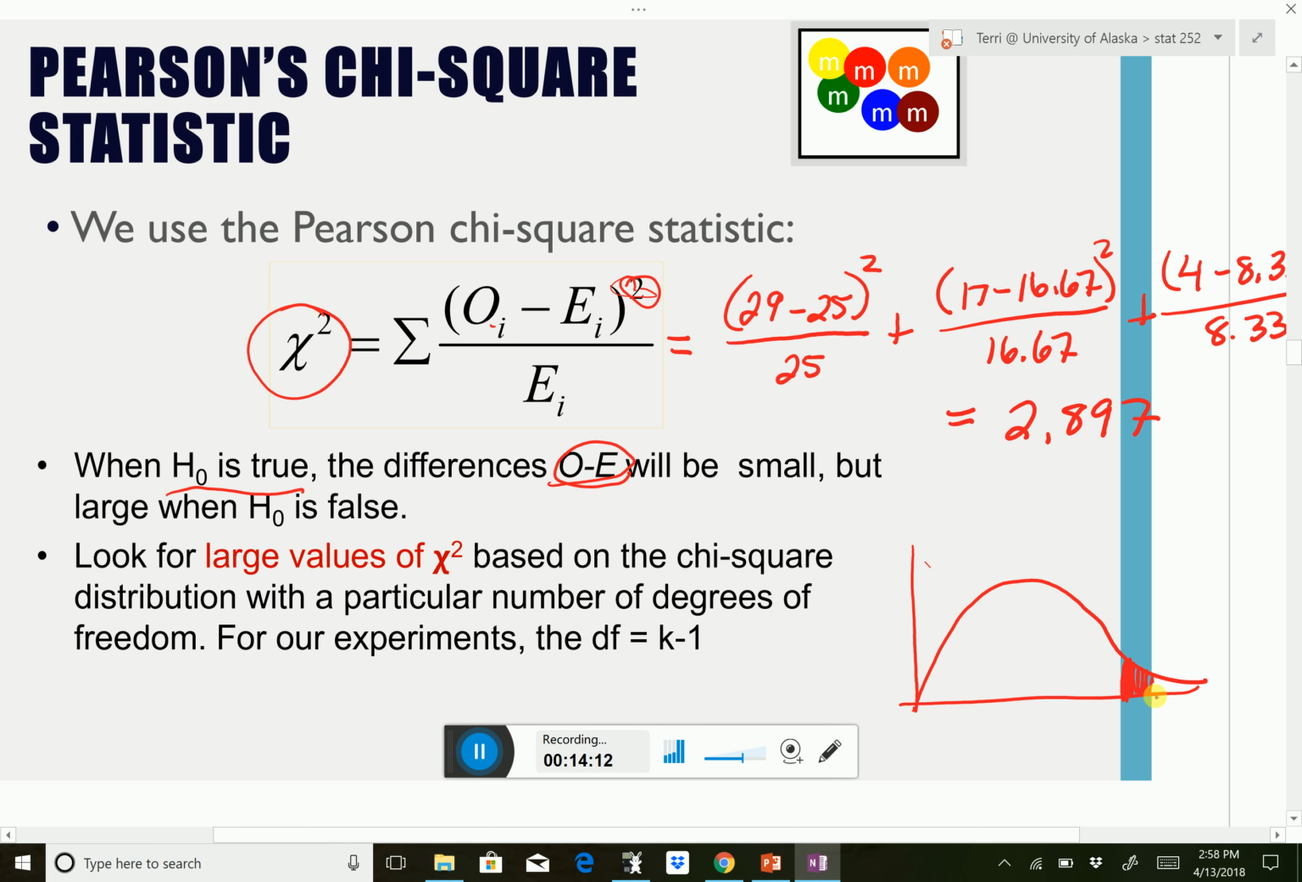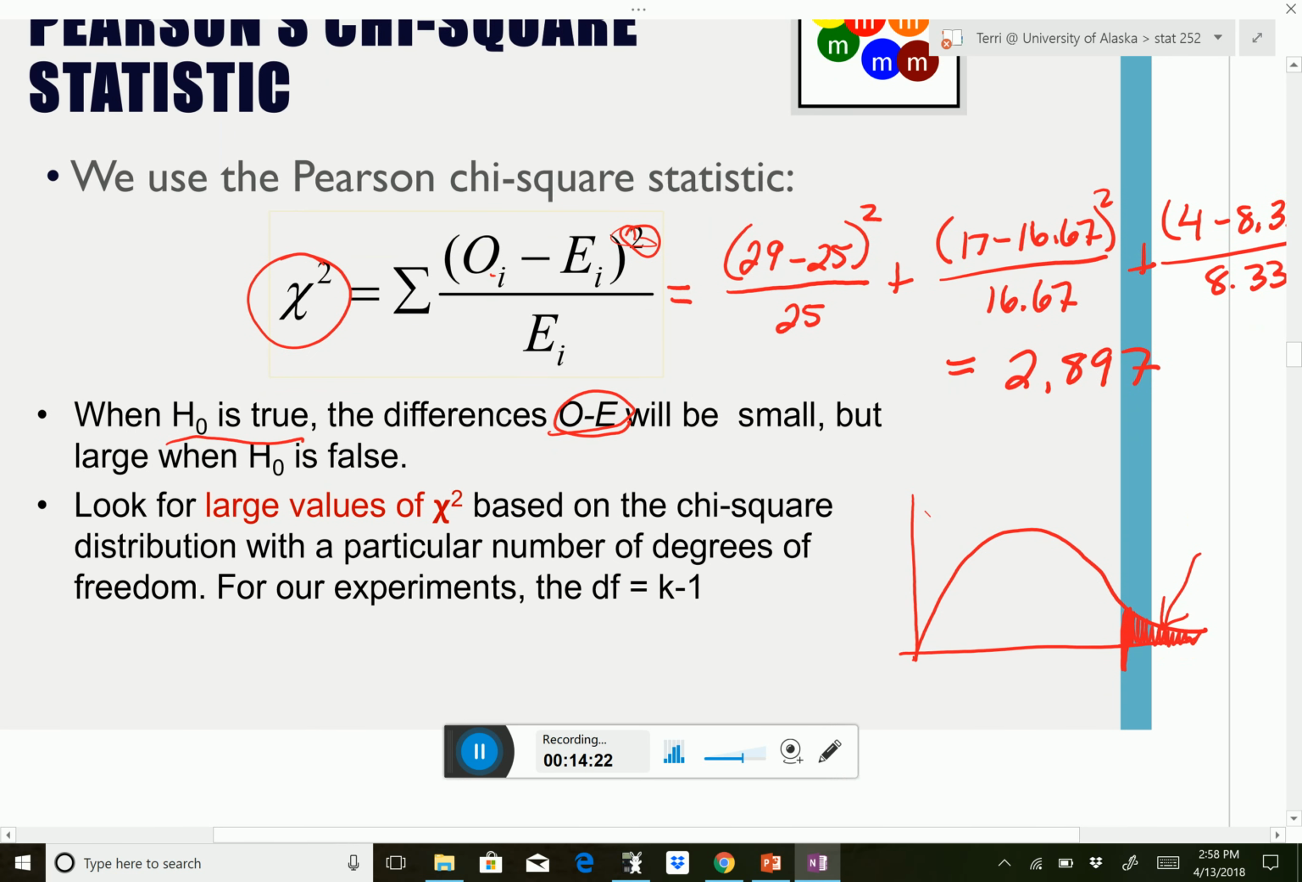And remember, our p-value is going to be the area in the tail of the chi-squared distribution. So what is ours going to look like? For our experiments, we're going to base our degrees of freedom on k minus 1. K is the number of the p's. So we have only 3. It can be green, blue, or red. So we have 3 minus 1 is 2. So we're going to do a chi-squared with 2 degrees of freedom.